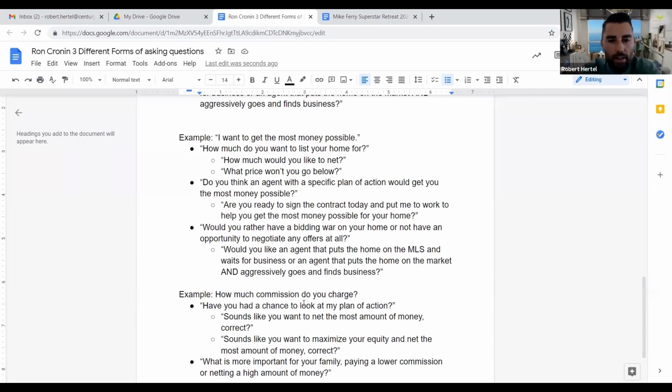Okay, so that is a great A or B question. What is more important to your family, paying a lower commission or netting a higher amount of money? I love it. Okay. So would that be good for an analytical as well? Or do analyticals care about their family too? Drivers, yes. Analyticals just want a reason to do it, whether it's money, family, whatever the case may be. But this is good for an analytical because it gives them options. What's more important for your family, paying a lower commission or netting a higher amount of money? Okay. Well, I definitely want to net the higher amount of money. Because sometimes they might say, well, no, I just want to pay a lower commission. Then you have a different problem.